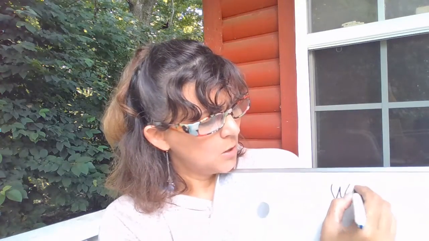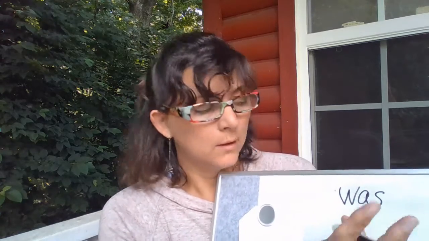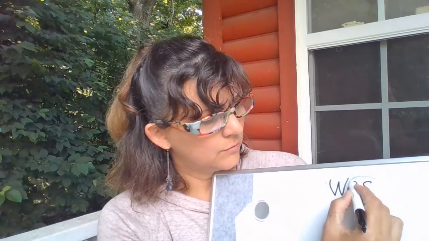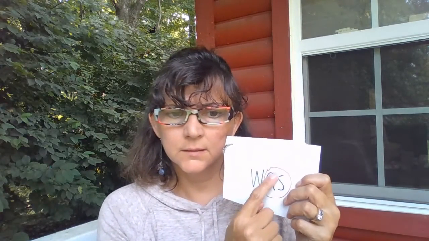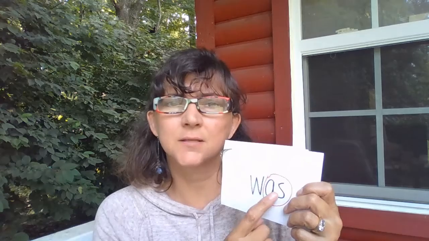All right, now I'm going to write it the way we spell it again. What is different in this word from what you would expect? Nice, the w is the same, and the whole ending is different. Was. All right, here I have my card, was. It's circled here because that's the part that's irregular.